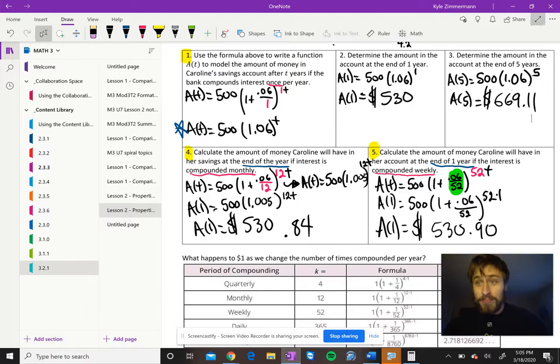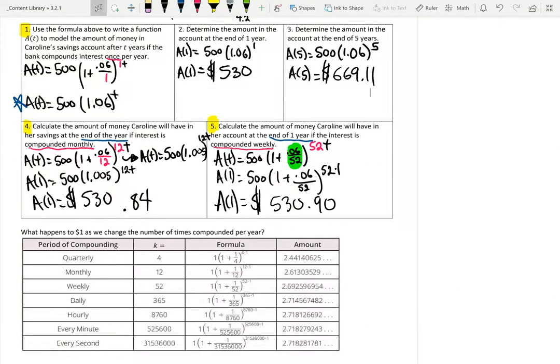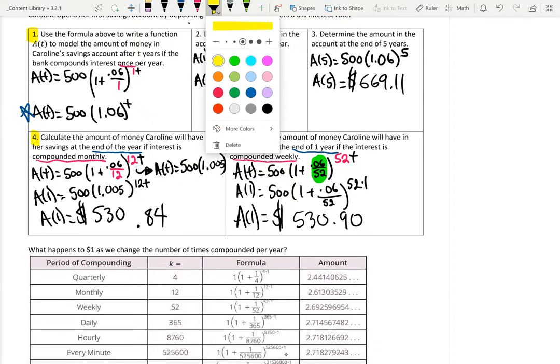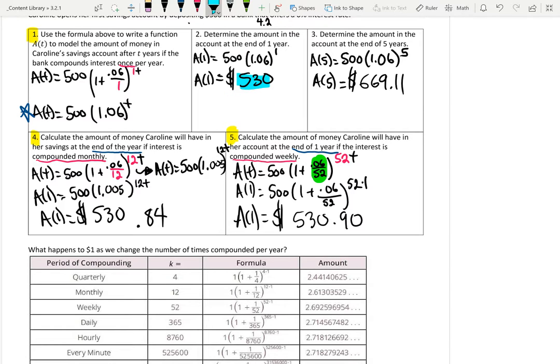So let's jump in, shall we? So we're going to go ahead and look at it. I just want to point out that with the outputs, we're going to look at for 1 year, for 5 years, and then we're going to go ahead and look at the difference if it's 530, 530, 90.